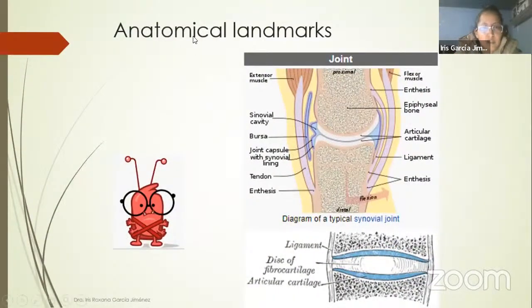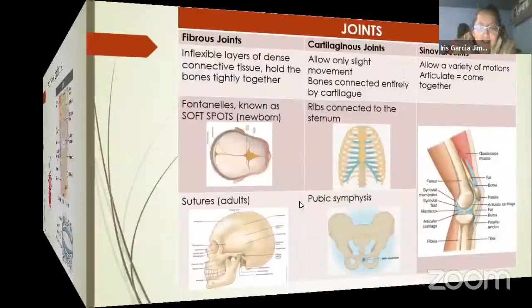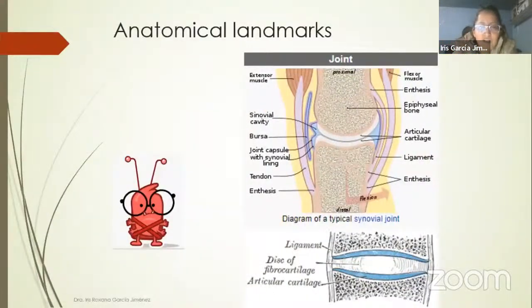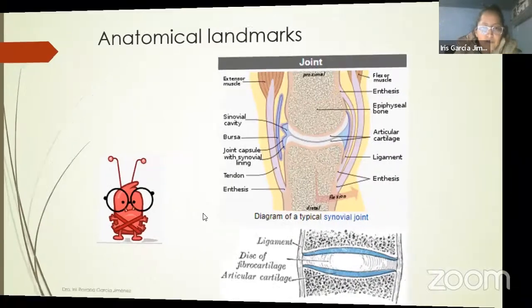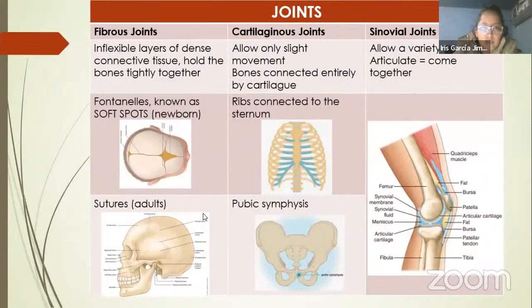About the anatomical landmarks, the anatomical review, we have this common picture that is always used in the anatomical references during med school. And this is a diagram of a typical synovial joint. Read this, check this, because I'm going to ask about it during the homework and tomorrow in the workshop. And here in this slide, we have the fibrous joints, cartilaginous joints, and synovial joints.